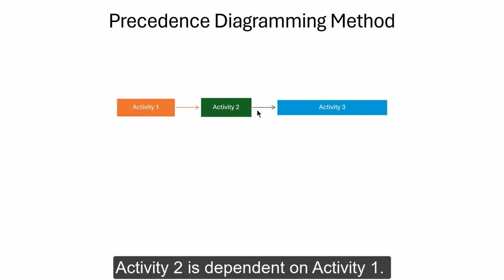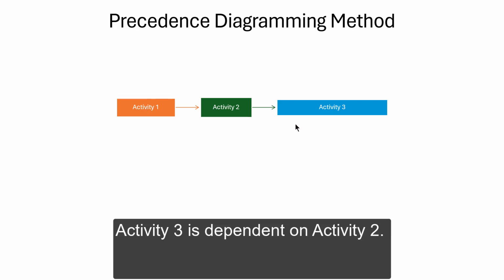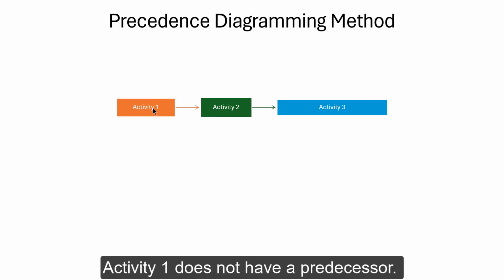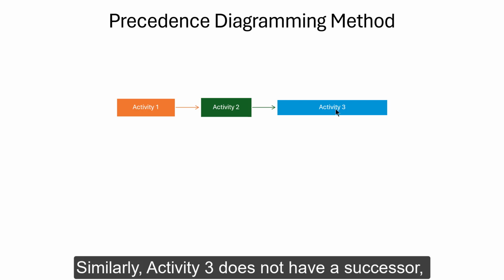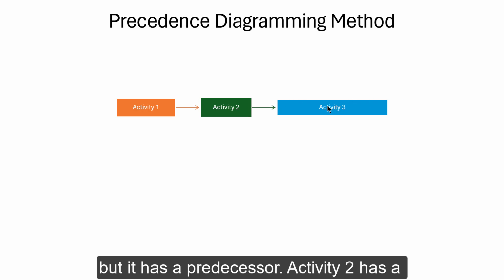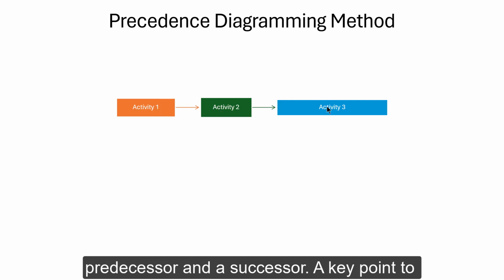So logically, activity 2 is dependent on activity 1 and activity 3 is dependent on activity 2. Activity 1 does not have a predecessor. It has one successor, which is activity 2. Similarly, activity 3 does not have a successor, but it has a predecessor. Activity 2 has a predecessor and a successor.